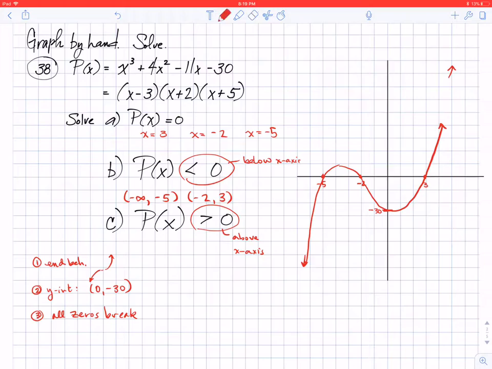Now part C asks me what is above the x-axis. So we've got this piece here, and we have this piece over here. And once again, that's an infinite number of values, so we'll have to use intervals for this. So from -5 to -2, all of those values are above the x-axis. And the second piece of that is going to be from 3 to +infinity. Why +infinity? Because it's going to the right.